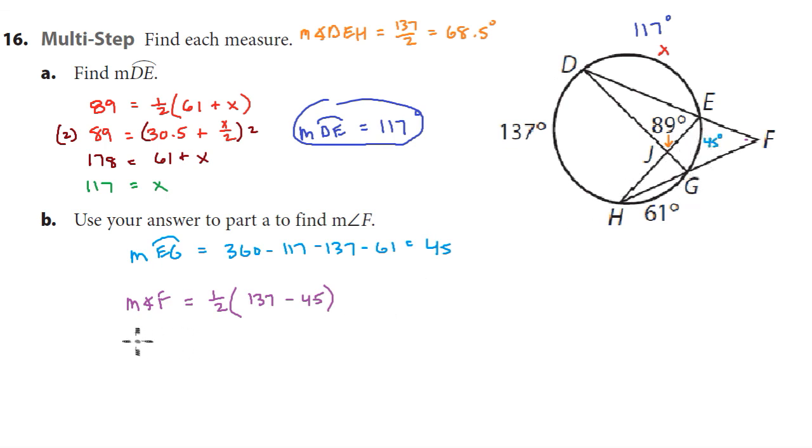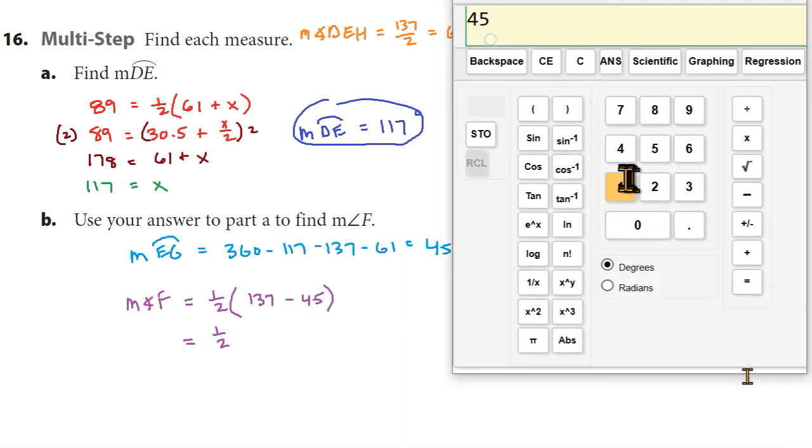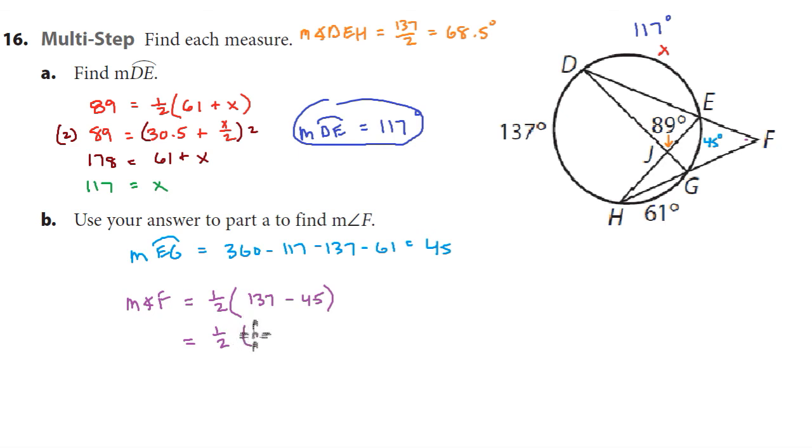So let's go ahead and solve this. The measure of angle F is equal to 1/2 of 137 minus 45. And that is 92. 1/2 of 92 is 46. And I wrote 45, don't know why. So 46. So the measure of angle F is 46 degrees. And I'll put a little arrow right here. 46 degrees. And there is the solution.